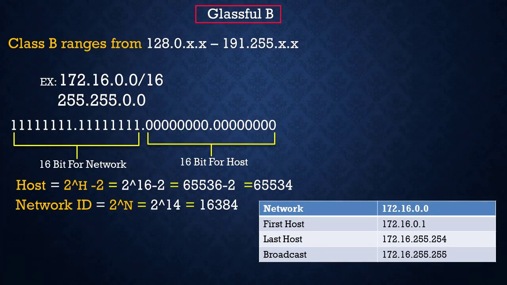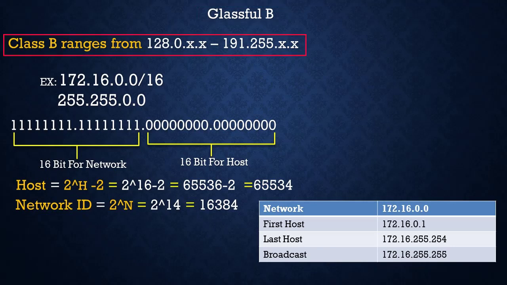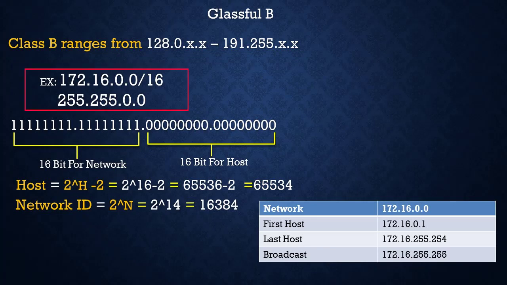Class B. IP addresses belonging to Class B are assigned to networks that range from medium-sized to large-sized networks. IP addresses belonging to Class B range from 128.0.x.x to 191.255.x.x, for example the 172.16.0.0/16 subnet, with subnet mask 255.255.0.0. The higher order bits of the first octet of IP addresses of Class B are always set to 10. The network ID is 16 bits long and the host ID is 16 bits long.